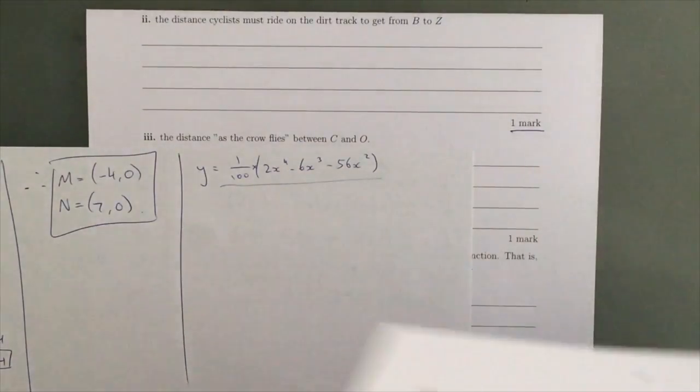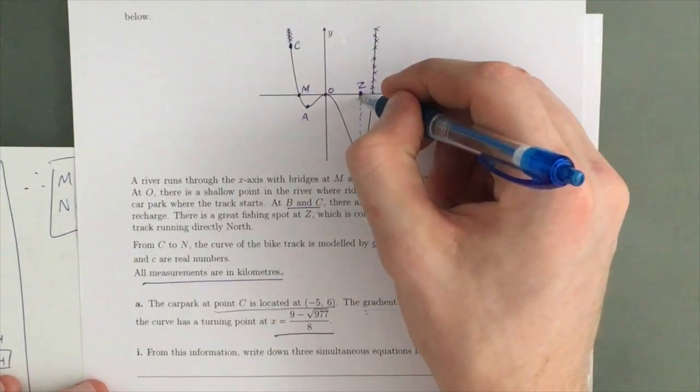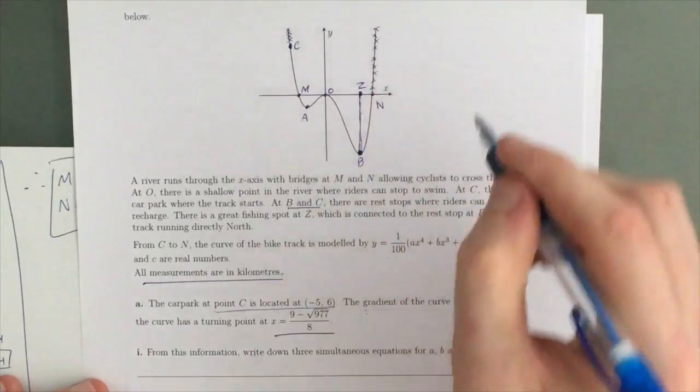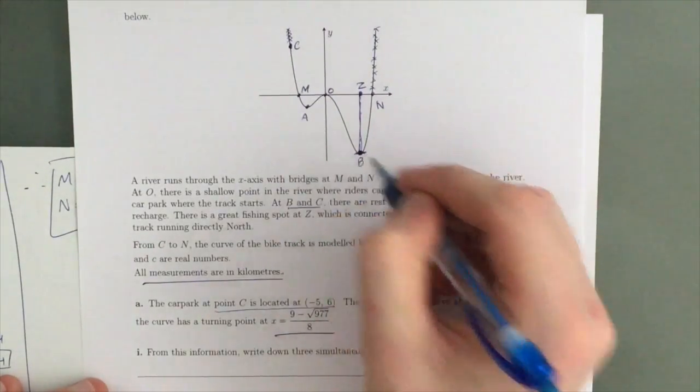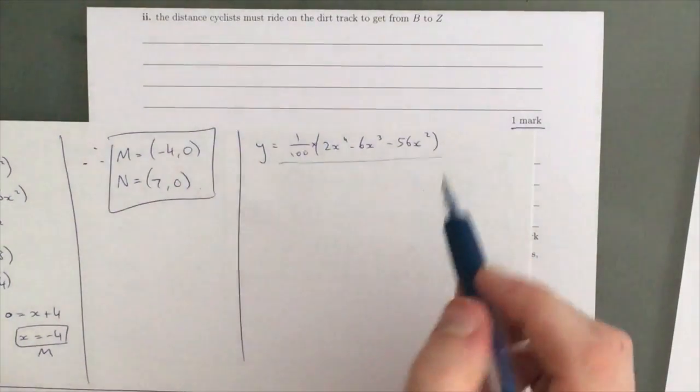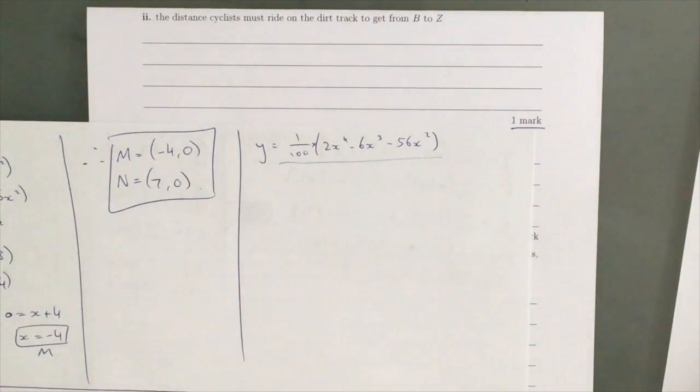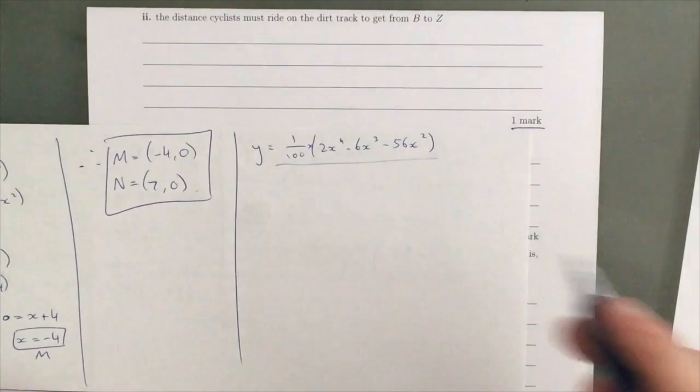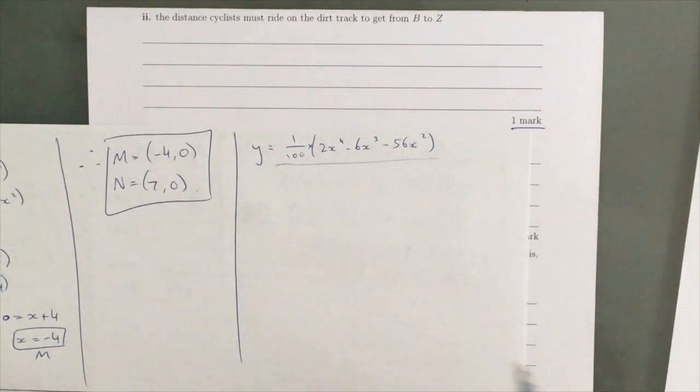So the distance that the cyclist must ride on the dirt track is simply this distance here, which is also equal to the y value at B. So all you've got to do is sketch this graph on your calculator, find out where that turning point is. So you would trace the graph to that point, to the minimum, or you could go into the menu and find the minimum function, and that will tell you the coordinates of that point, and then the y value of that would simply be the distance.